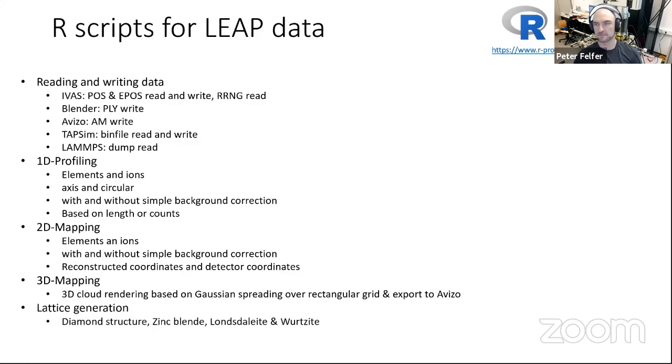And finally, I have some scripts to generate lattices. This is basically to make test data. And since I'm mainly working in semiconductors, I have it for diamond structures, zinc blende, lonsdaleite, and wurtzite, which are the cubic and hexagonal structures for silicon and gallium arsenide. So this is what I have for R.